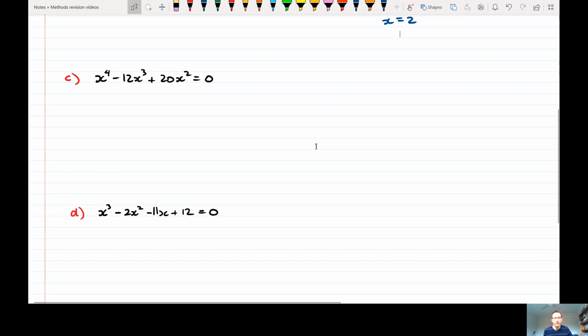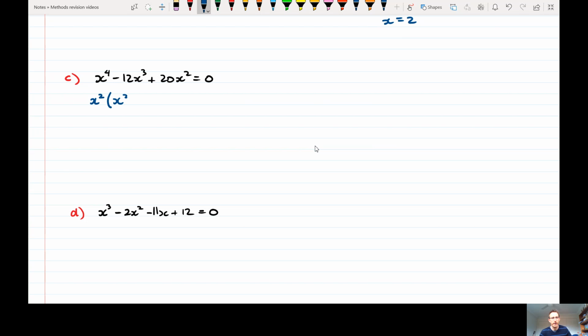This next one here, we have 3 separate x terms, so we cannot isolate x. So we must factorize it. And remember, the first rule of factorizing is that we always must look for a common factor. In this case, I can clearly see a common factor of x squared.